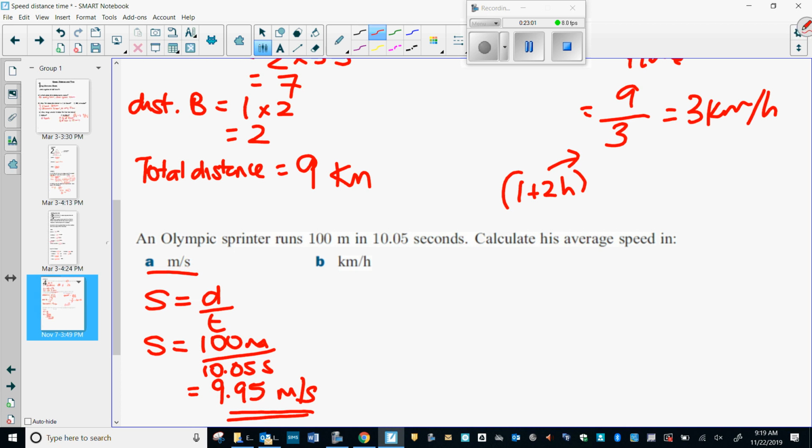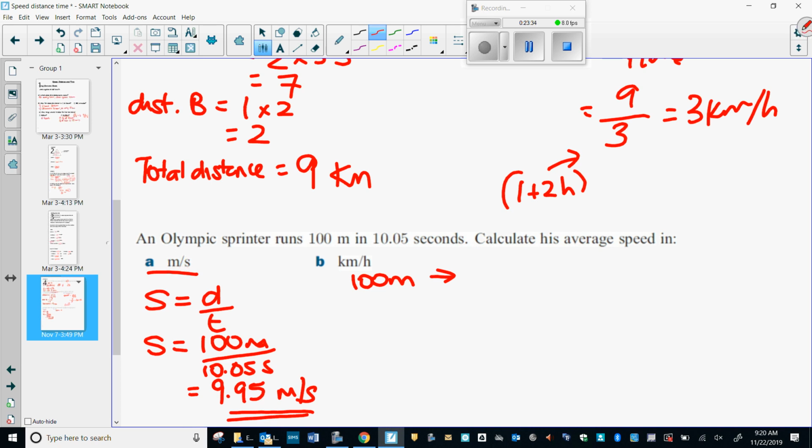The second thing is they've asked us to change it to kilometers per hour. I personally think the easiest way is to change both of your measurements to be the unit that they've asked for. So we know that 100 meters, we need to change that to be kilometers. Kilometers and meters. We know that the number 1,000 is important, yes?